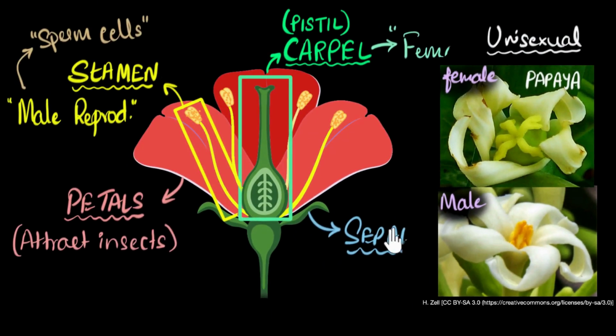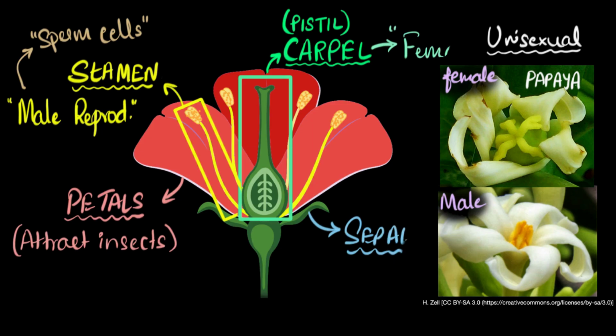Now at this point, you might say, that's great, I understand unisexual and bisexual flowers, but here's the problem for exams. In exams, they ask us to list out the flowers which are unisexual and which are bisexual. How do we do that? How do we remember which flowers are unisexual and bisexual?